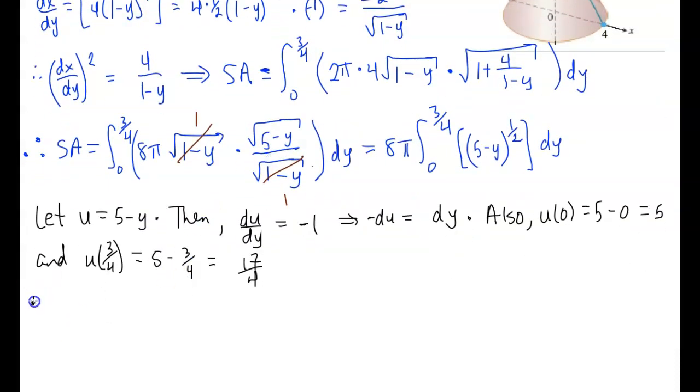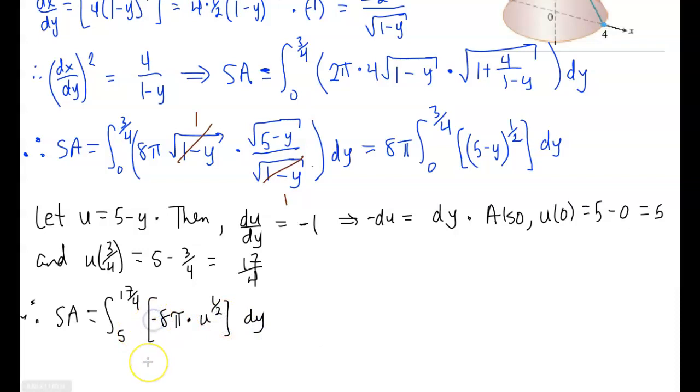Okay. So therefore now, surface area is just going to be equal to the integral with limits of integration from 5 to 17 over 4. Of course, we still have the 8 pi there. I'll put that back on the inside here for just a second. And this will be multiplied times u raised to the 1/2. And then, of course, we have a minus du in place of dy. So we'll just say this is dy like that and put the minus here. Okay.